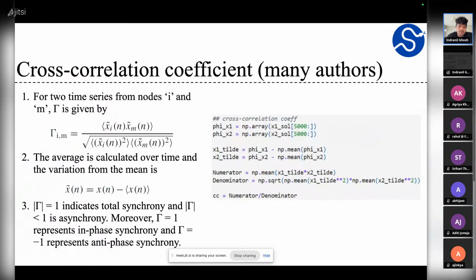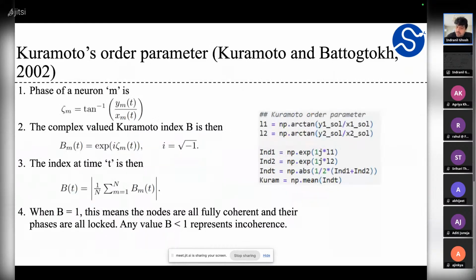The cross correlation coefficient just measures how two neurons are synchronized with each other. If the absolute value is 1, that means it's total synchrony. If it's not, that means it's asynchronous. So it's a very small set of Python code that you need to implement to study the cross correlation coefficient. The phase translation, I don't want to talk too much about it, but it also captures how two neurons are synchronized with each other.